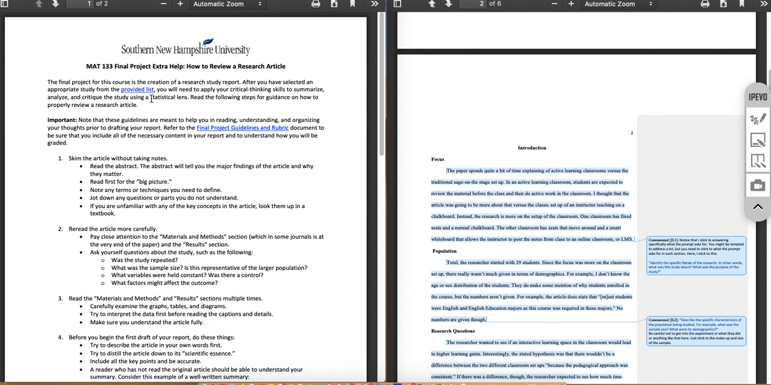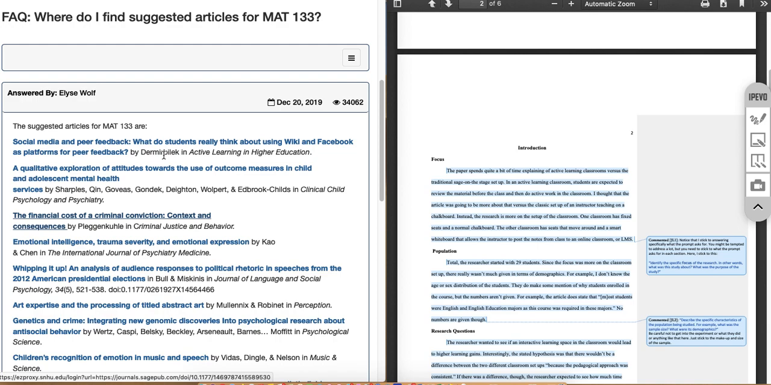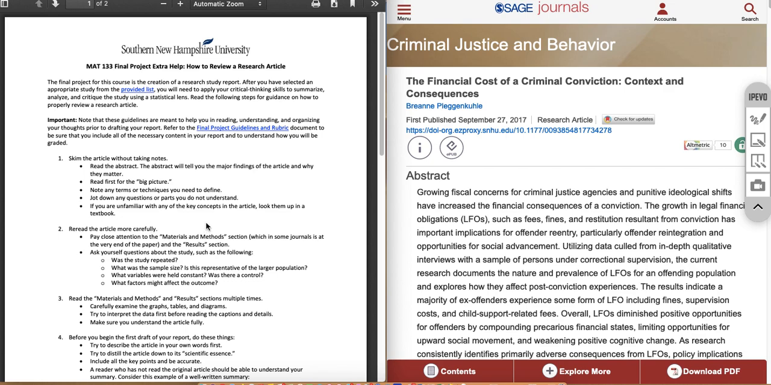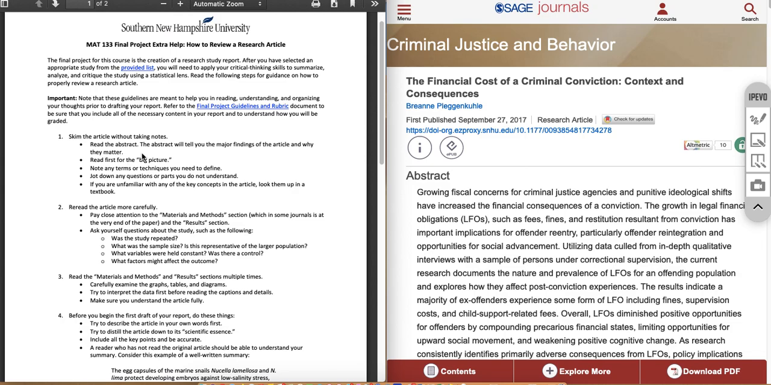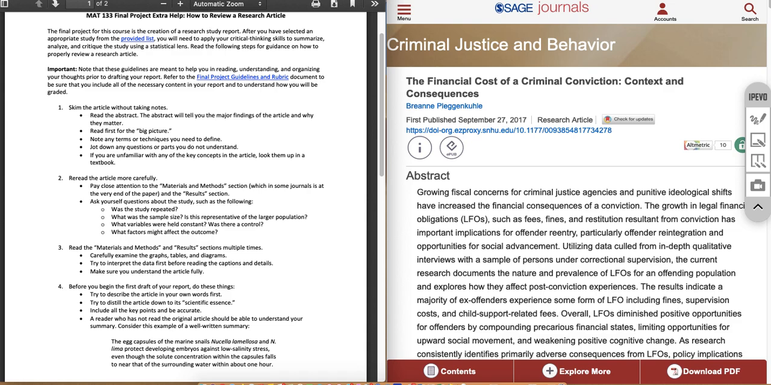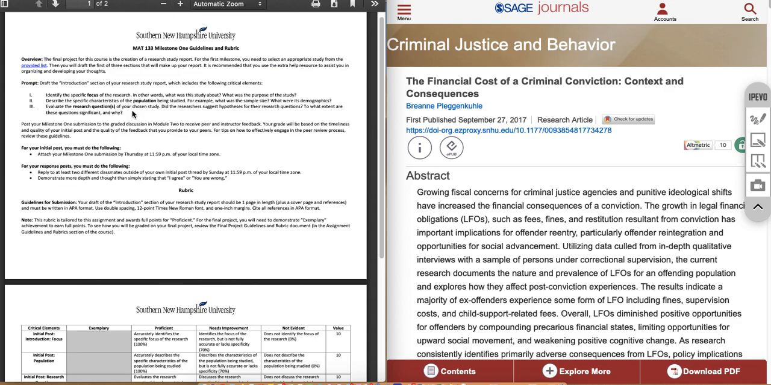Now, if you have not chosen an article, please do so immediately from the provided list. So the list looks something like this, and you can just pick the topic you like the best. You click into it, and then you'll be able to see the article and read through it. So make sure you do that right away. And then here are some tips about how to evaluate the article and how to go through and get some of the information. So you'll see these are the 3 Roman numerals that you have to cover for the introduction.